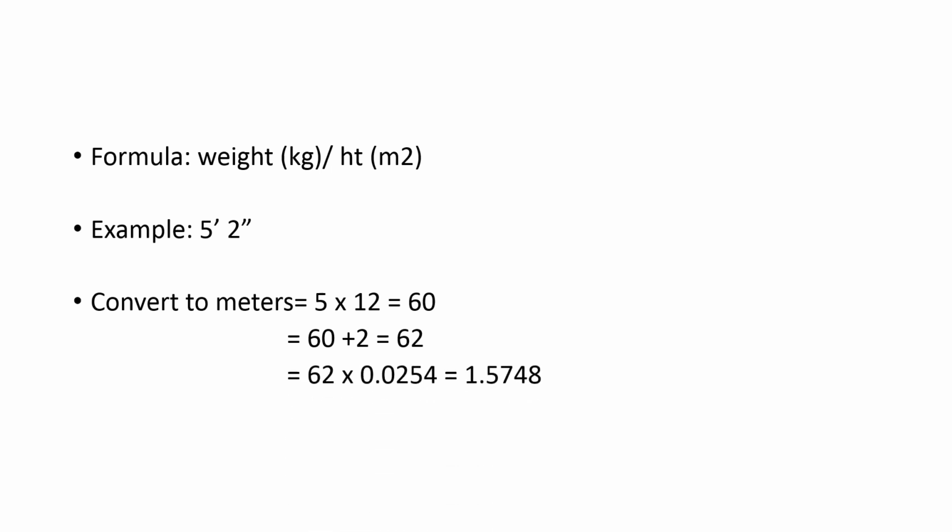Now, 62 multiplied by 0.0254, because in every inch there are 0.0254 meters. That would give you 1.5748. So this is now the person's height in meters. But since we will be needing meters squared, we have to multiply the number by itself. So 1.5748 multiplied by itself will give you 2.48. So this is now the meter squared.